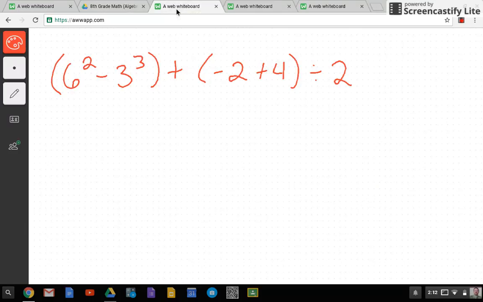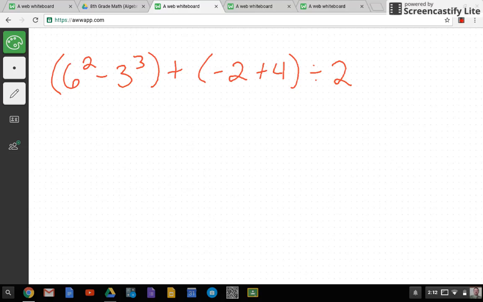First example problem. This is one of those on your notes. So this is a problem right here that we're going to work. We have to solve this thing. We have to evaluate this expression. And that means we're going to have to use the order of operations. So first thing is first, in parentheses.